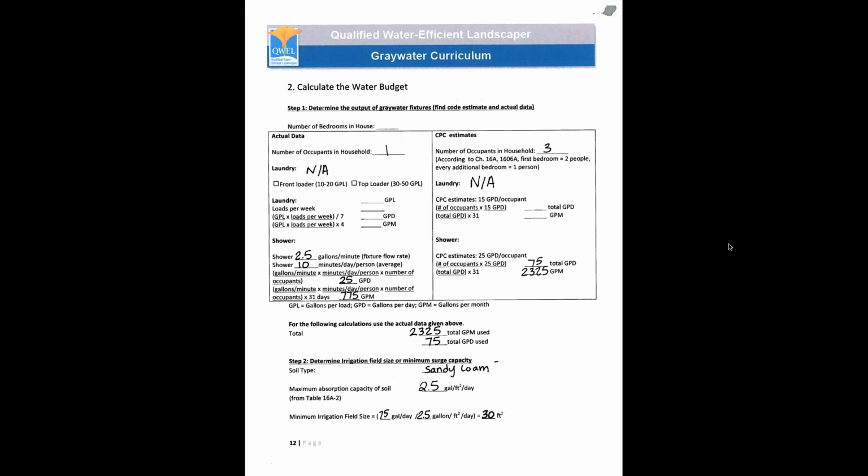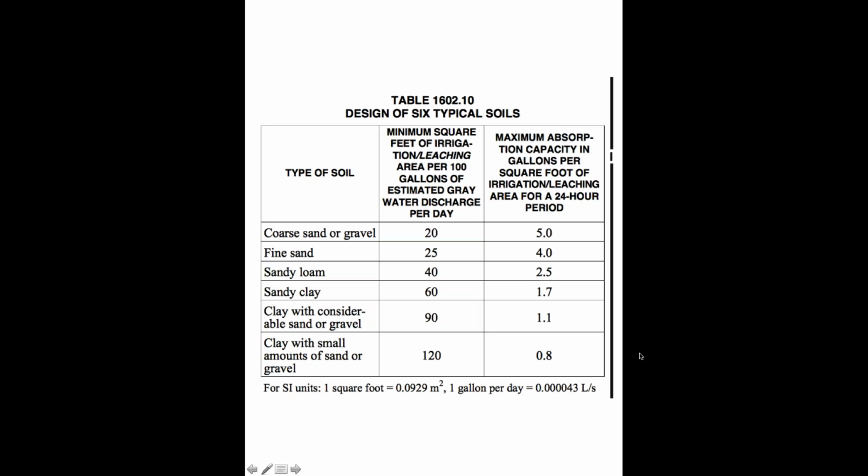And then our soil type was sandy loam, and using the table in code, design criteria for different soil types, which we'll look at in a second, we determined we could put 2.5 gallons. Here in the table, we can see if we scroll down to sandy loam soil type in the far right column, it says 2.5 gallons maximum per square foot per day. That's sandy loam soil.